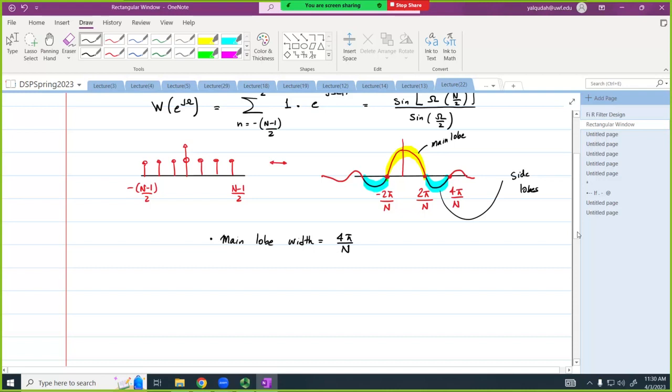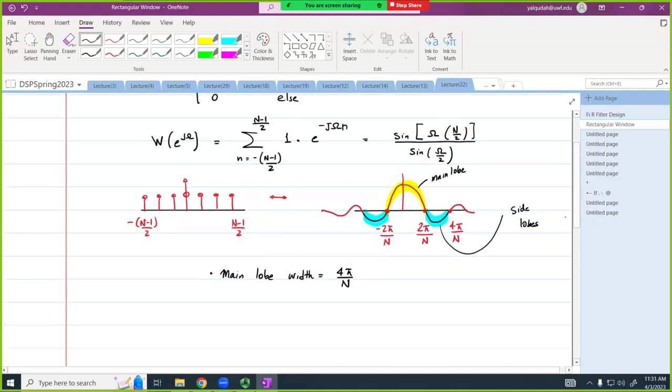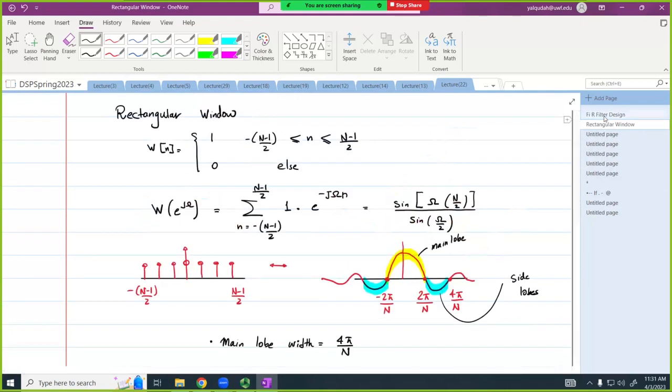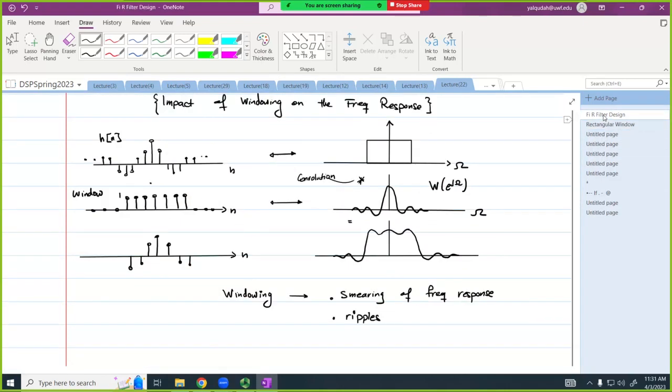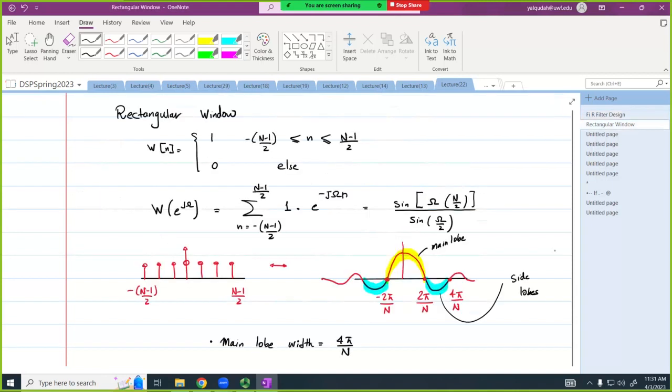Now, what is the impact of this main lobe width on the filter design? Yes, it's going to determine how the filter is going to transition from the pass band to the stop band. So this width here is determined by that main lobe width. Together? Okay.